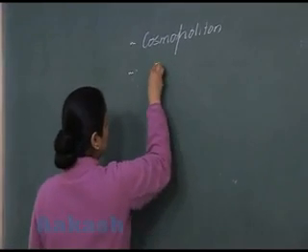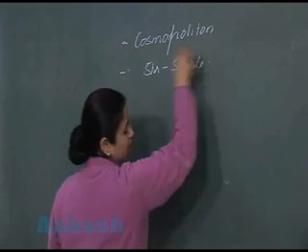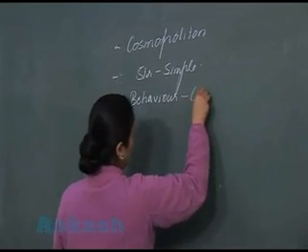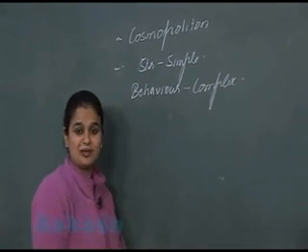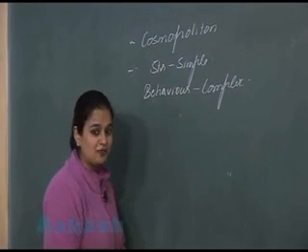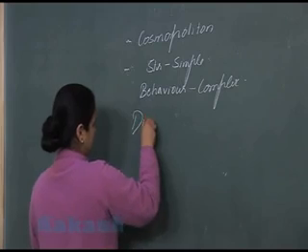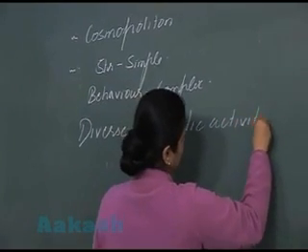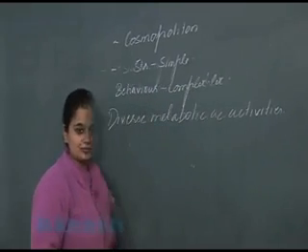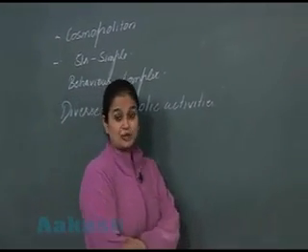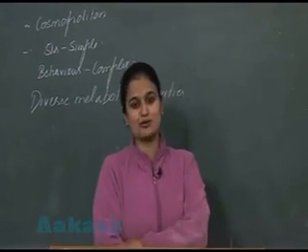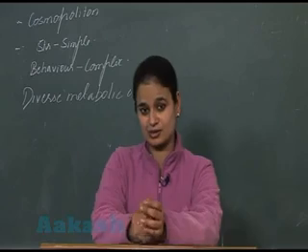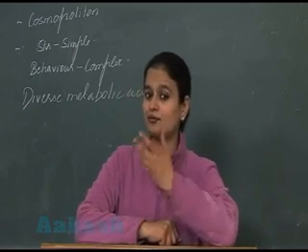Along with that, the structure of bacteria is simple, mainly unicellular, but the behavior of bacteria is complex. Why is the behavior complex? Because they show diverse metabolic activities, which we will study in the forthcoming lecture. So they are generally unicellular, which means they have a simple structure, but they show complex behavior because of diverse metabolic activities.